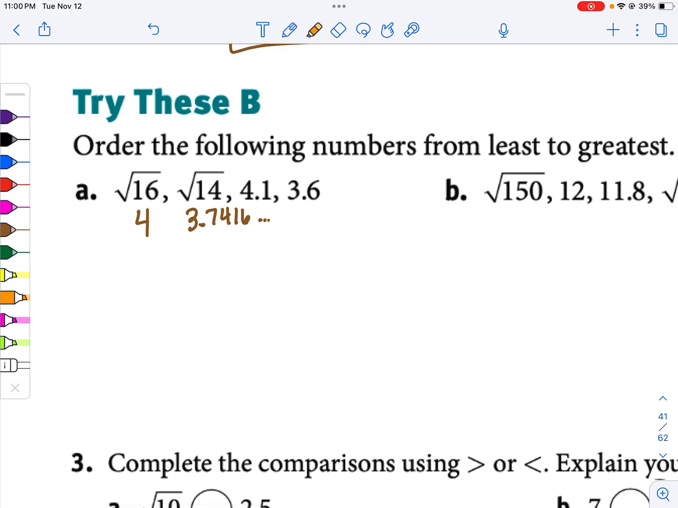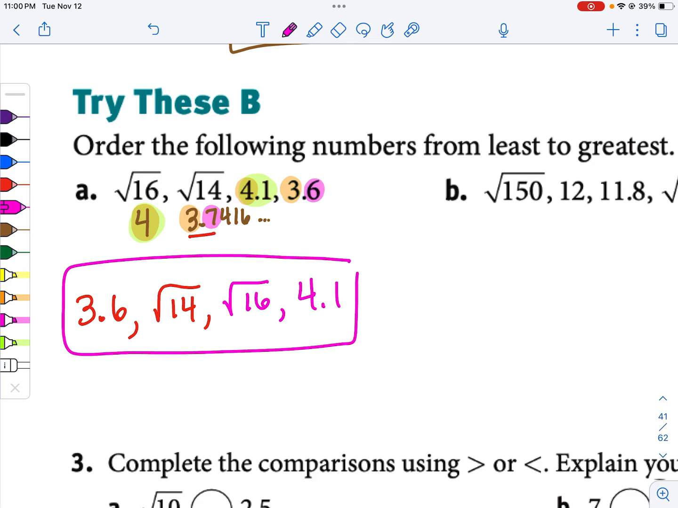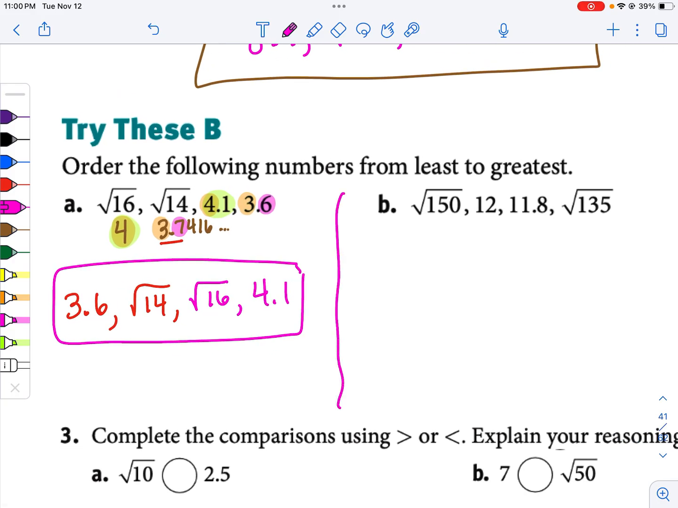All right, so notice that I have numbers. I have a 4, I have a 3, a 4, and a 3. So I know my 3s are the smallest. So looking at my 3s, I have a 3.7 and a 3.6. So this time 3.6 is the smallest. 3.7 would be next, but that was the square root of 14, so we're going to call it square root of 14. And now I have 4 and I have 4.1. Well, there's no decimals on 4, right? It's 4.0. So I know square root of 16 needs to be the next smallest because it's 4.0. And then 4.1 would be the largest one in that list.